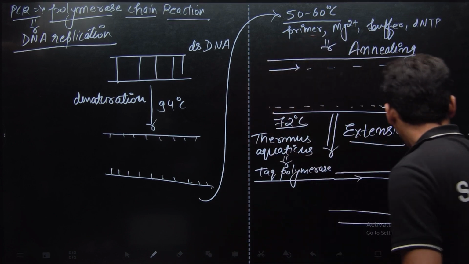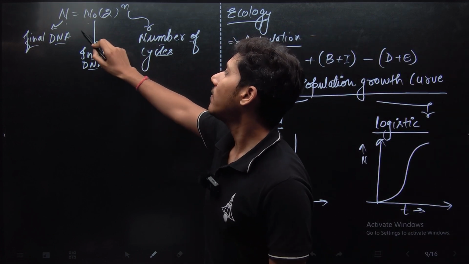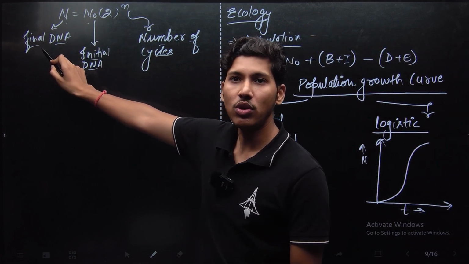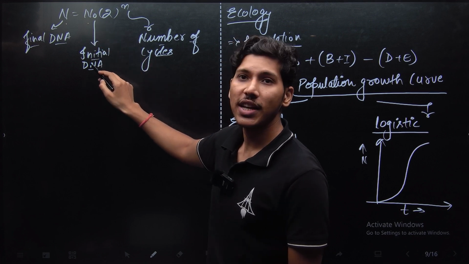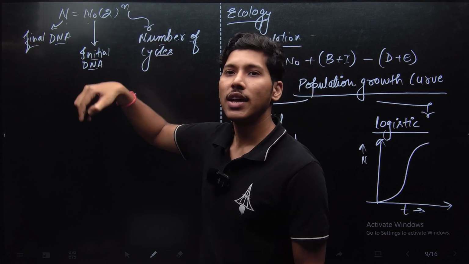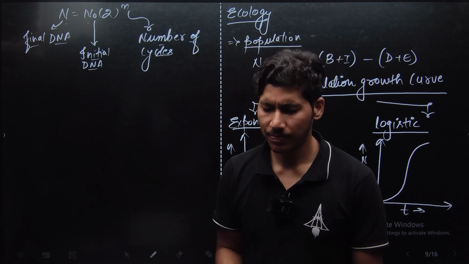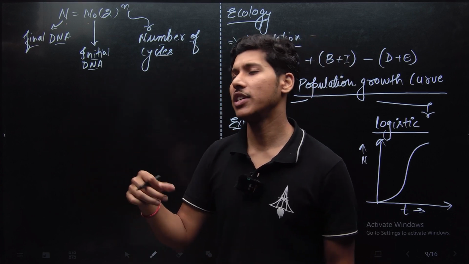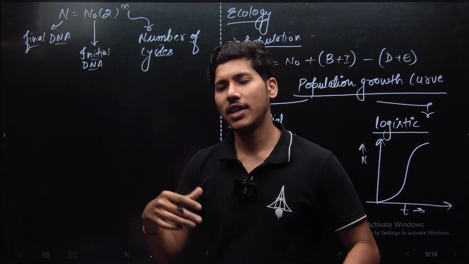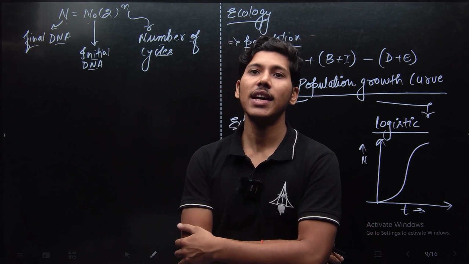So that's why it follows an equation known as N is equal to N naught 2 to the power n, where N is the final DNA amount, N naught is the initial DNA count, and in 2 to the power n, the small n denotes the number of cycles or the number of generations. In bacteria it is known as number of generations. In DNA it is said to be the number of cycles of PCR it has undergone.